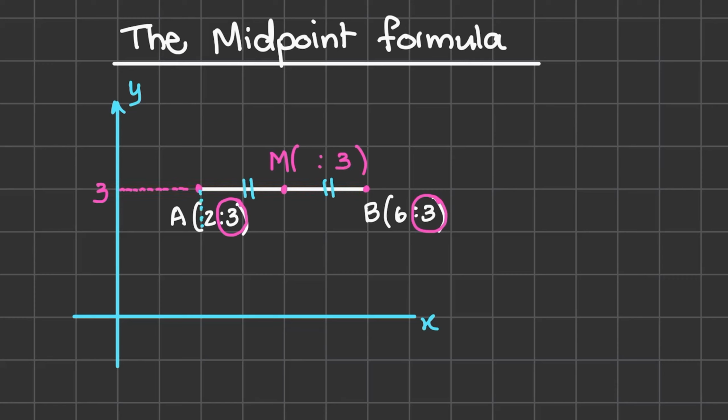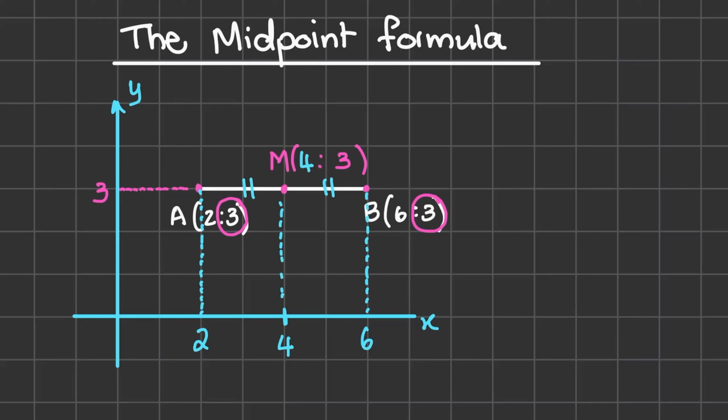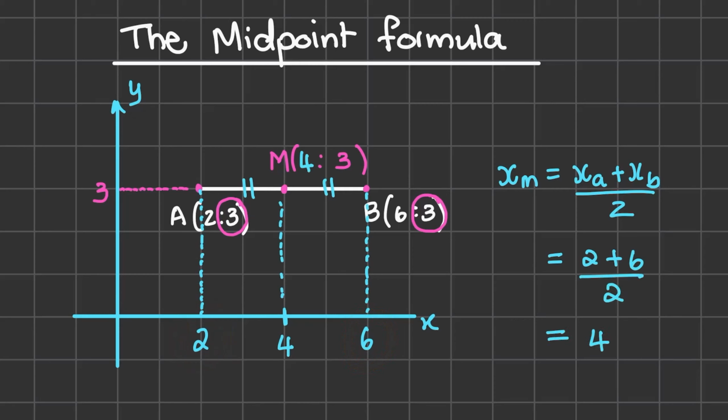Next we see that there's a difference in the x values. The x value of A is 2 and the x value of B is 6. And the number right in the middle of 2 and 6 is equal to 4. So the x coordinate of point M is 4. And we found that x coordinate of M by adding the x of A with the x of B and dividing that by 2. So we said 2, which is the x of A, plus 6, which is the x of B, divided by 2, and that gave us a value of 4. And that's a simple calculation that we can use to find the middle between x values.